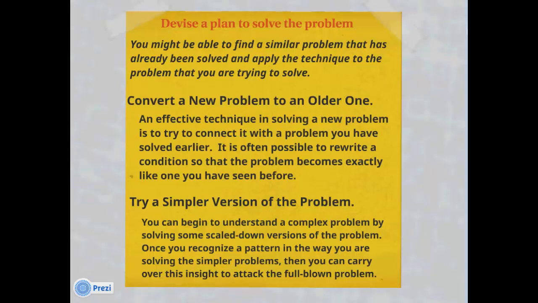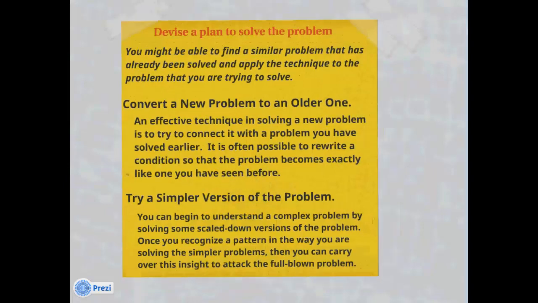You'll maybe convert a new problem to an older one. An effective technique in solving a new problem is to just try to convert it to a problem that you've solved before. It's often possible to rewrite a condition so that the problem becomes exactly like the one you've seen before. You could try a simpler version of the problem. You can begin to understand a complex problem by solving some scaled down versions of that problem. Once you recognize a pattern in the way that you're solving the simpler problems, then you can carry over what you've learned to attack the full-blown problem.